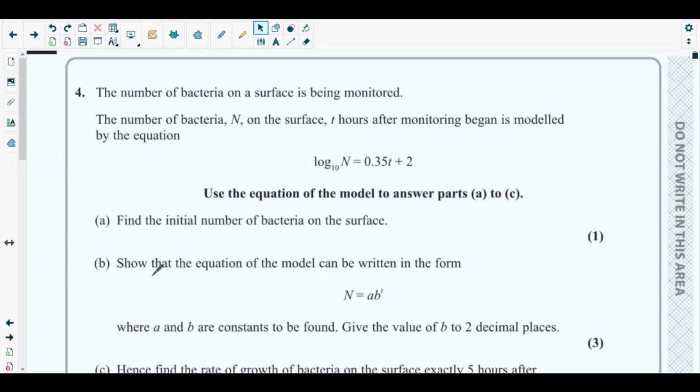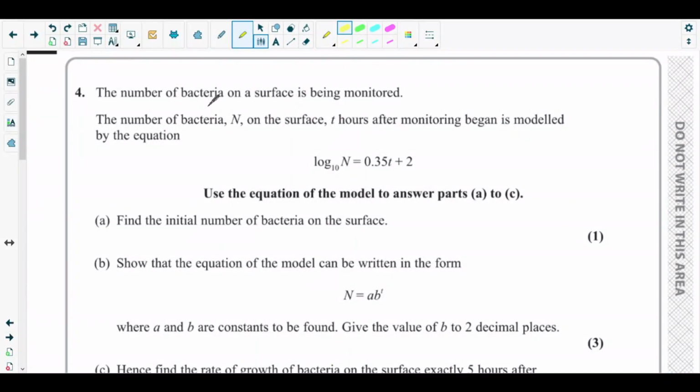In order to solve this question, you should have an idea about exponentials and logarithms, and also some basic concepts of logarithmic and exponential operations that we learned in Pure Mathematics 2. So let's get started with question number 4.